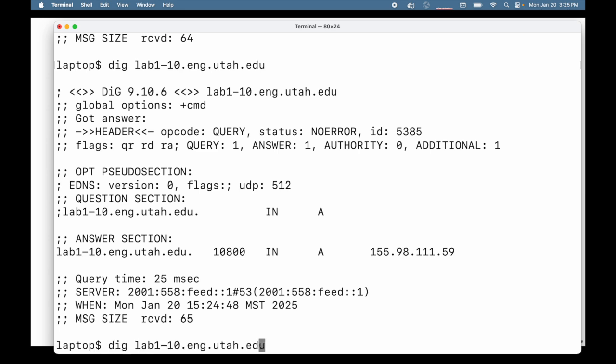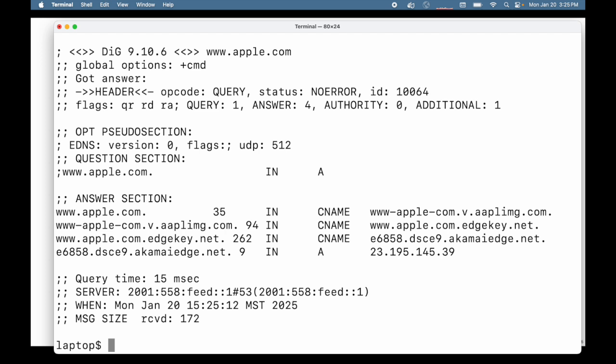If we try to look much further afield, we might look at, say, where is Apple's web server? Here we get Apple, www.apple.com is mapped to some other things that eventually end up in Akamai's network. So this is a sign that we shouldn't try to think of 23 as Apple. Apple has outsourced their web page serving to Akamai, and that's something at Akamai's network.